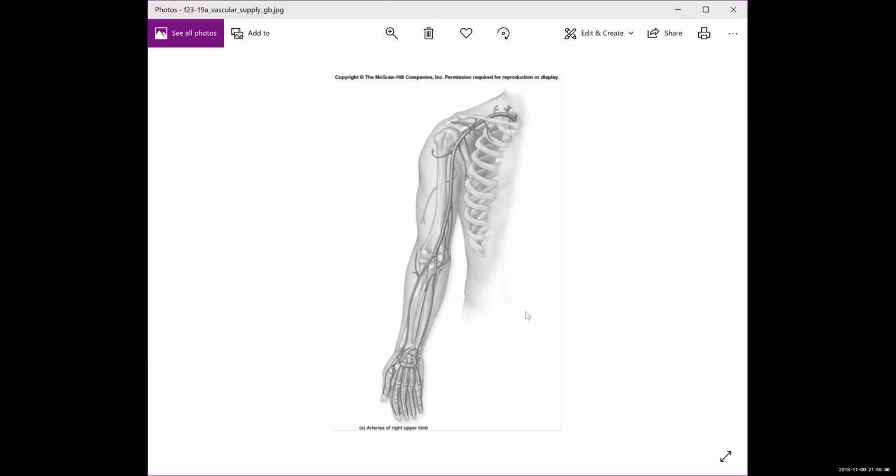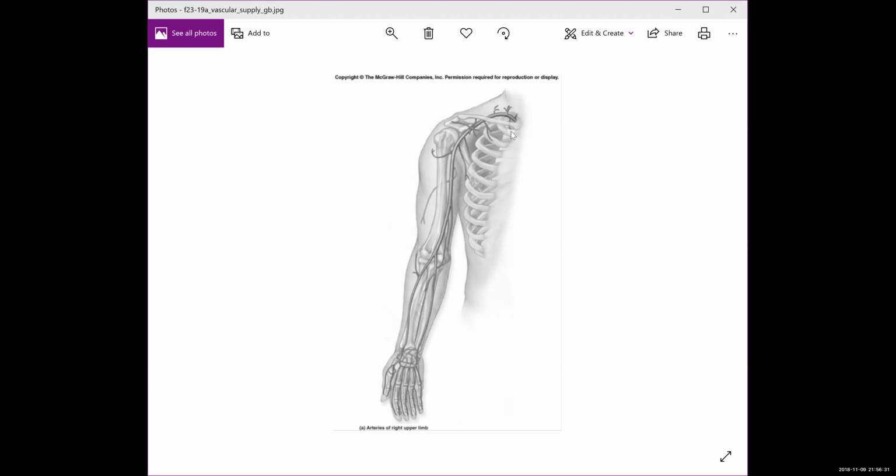Name this vessel. Right subclavian artery. And this vessel here? Right axillary artery. How about this one here? Brachial artery. And name this vessel. Radial artery. Name this vessel. Ulnar artery.